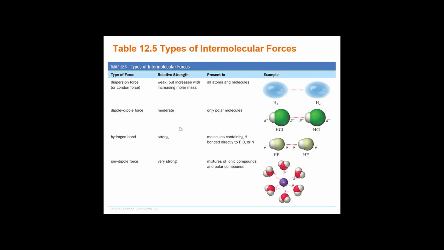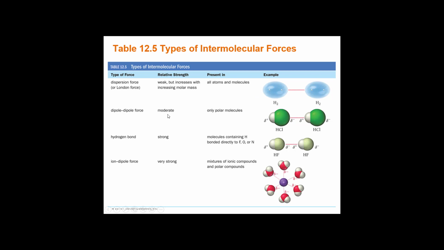Okay, so let's take a look at a chart here. We have dispersion forces. They are the weakest of all of them. They're also called London forces. They increase with molar mass, and all atoms and molecules have them, because electrons do not stay stagnant. They move around, so this imbalance will eventually happen, and then it'll go away.